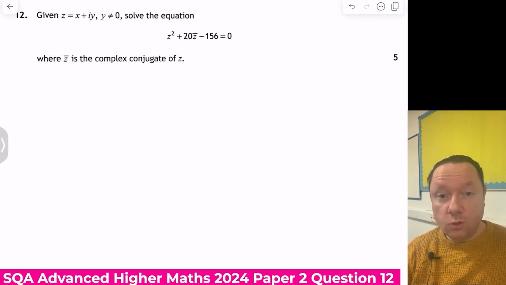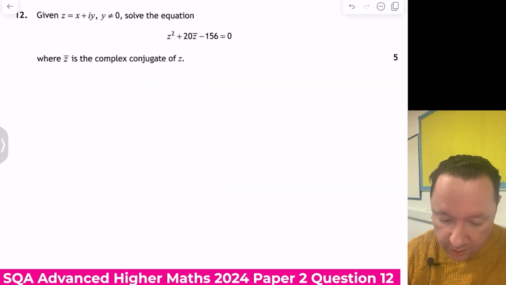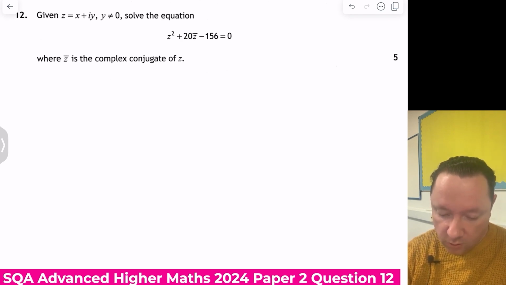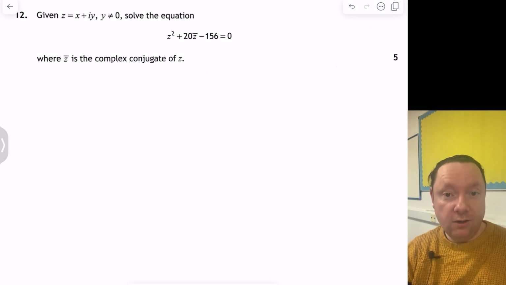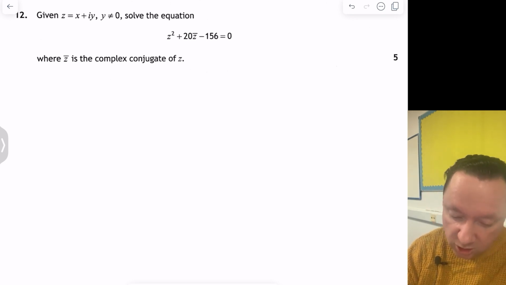Advanced Higher Maths 2024, Paper 2, Question 12. Given that z equals x plus iy, where y is not equal to 0, solve that equation, where z bar is the complex conjugate of z. That's nice of them telling us. We should know this anyway. So we'll just sub it in and just solve.